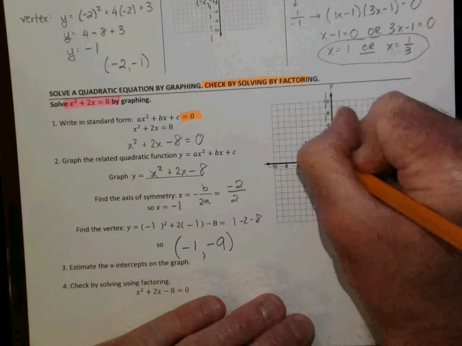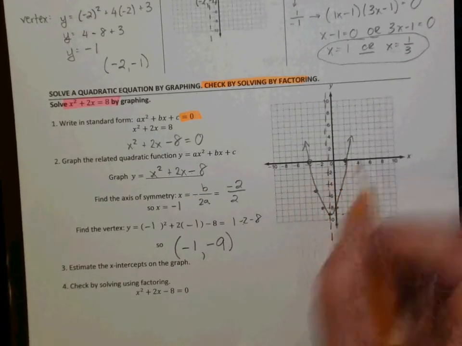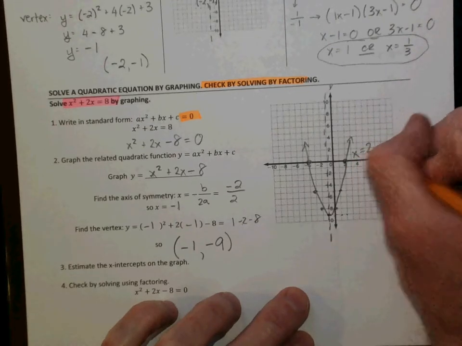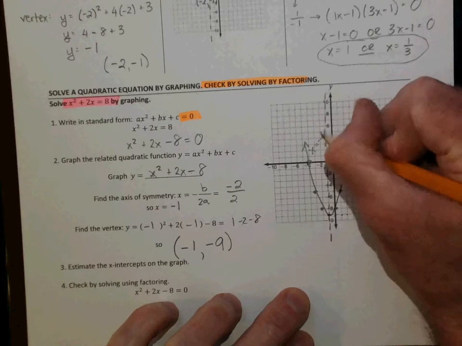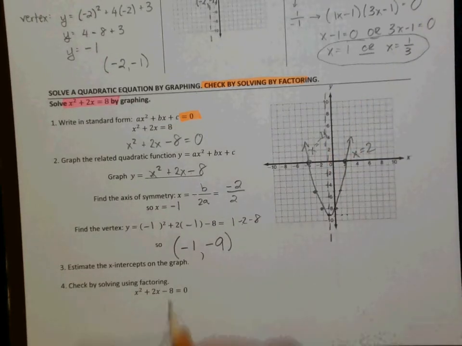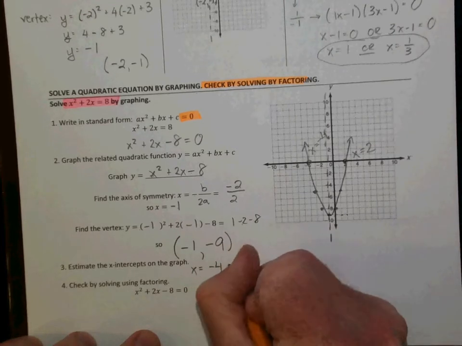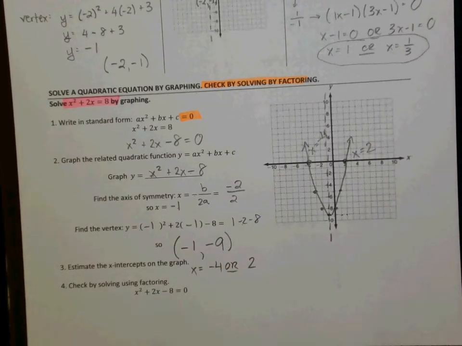But this gave me the x-intercepts are the solutions. So this gives me the solution of x is equal to 2. This gives me the solution that x is equal to negative 4. So down here, x is equal to negative 4 or 2. And I'm going to check it by factoring.